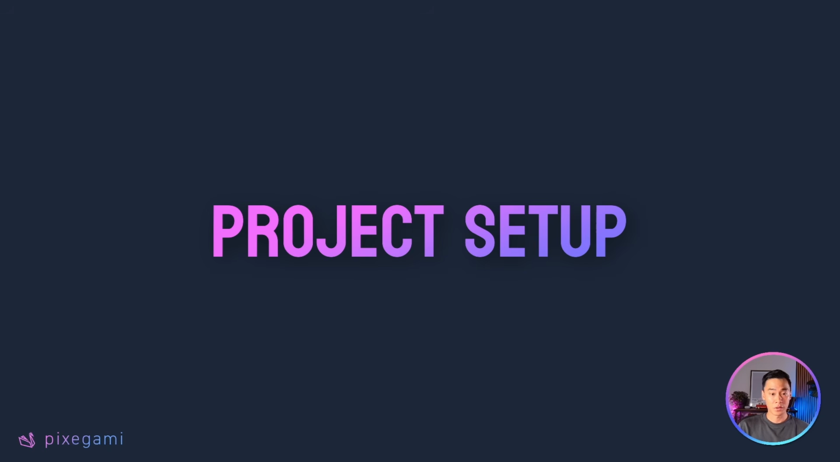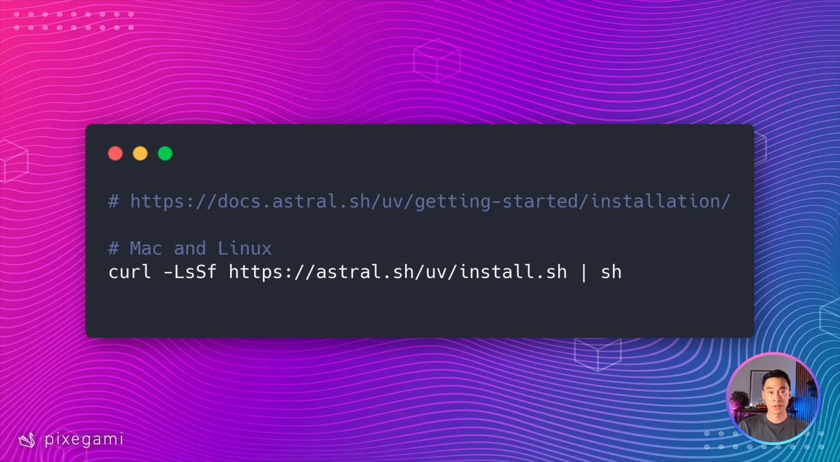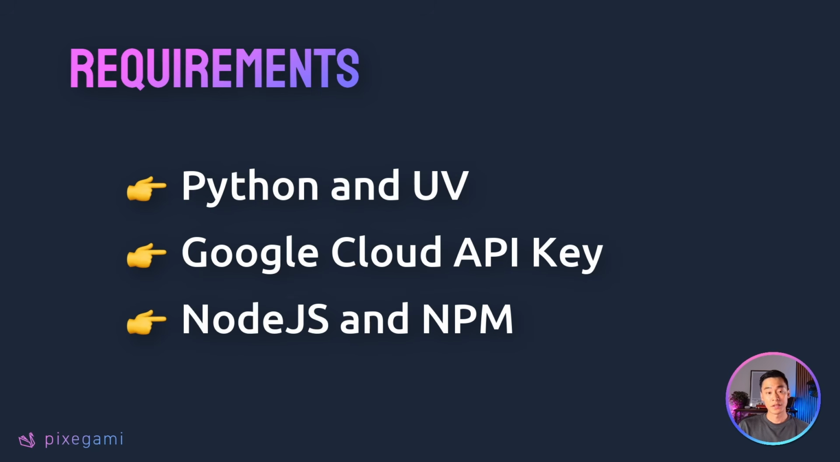If you've cloned the project from GitHub, here's what you need to do to set it up. First, I'm going to assume you're already familiar with Python, but for this project, we're also going to use UV for package management. So make sure you have that too. If you don't have it yet, you can run this command to install it, or search up Google on how to install UV. Next, you need a Google Cloud API key to access Gemini.